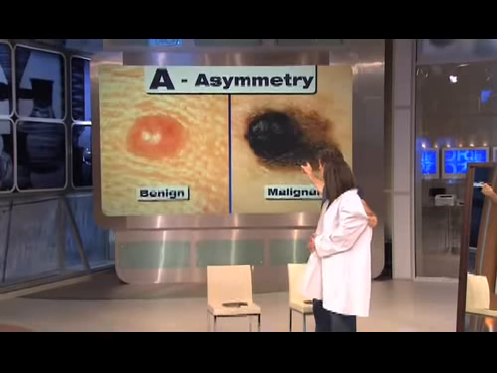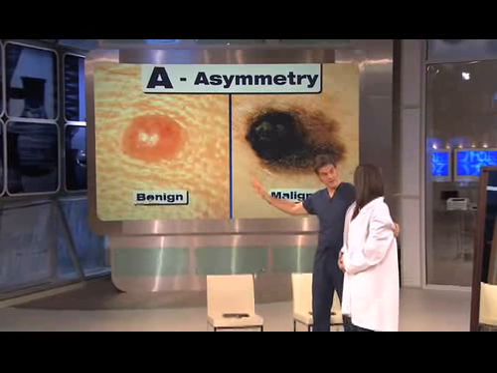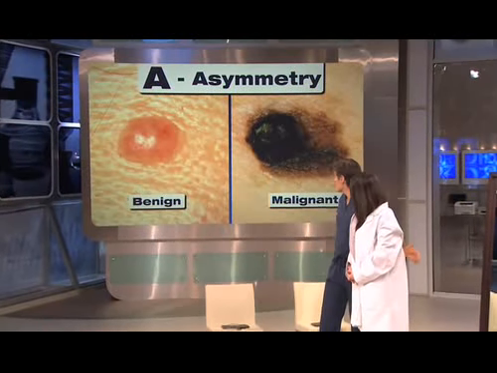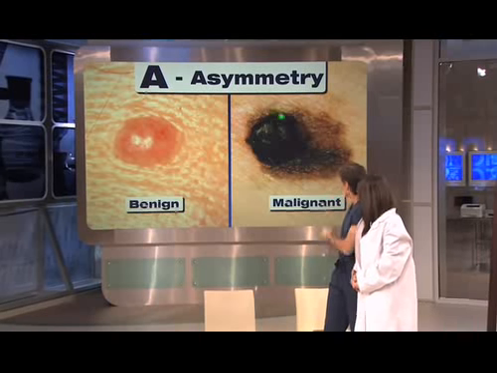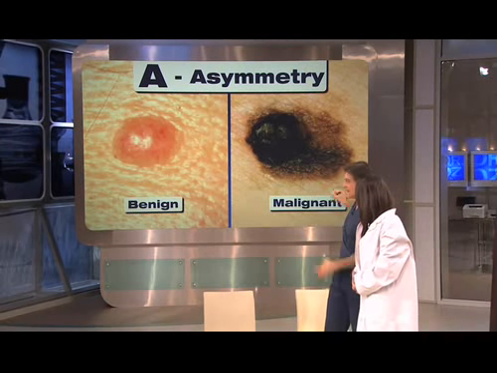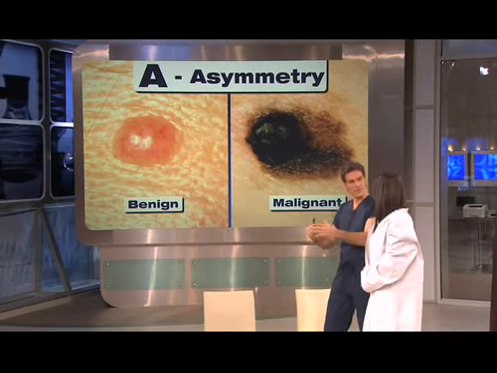So first thing you've got to do is look for things that are asymmetric. On the left side, I'm going to have all the benign options. On the right side, the ones that concern me. And you notice that the right-sided one has an asymmetric appearance. It's not nice and curved over. It doesn't look like you put a little piece of Play-Doh on your skin. This thing is very irregular.